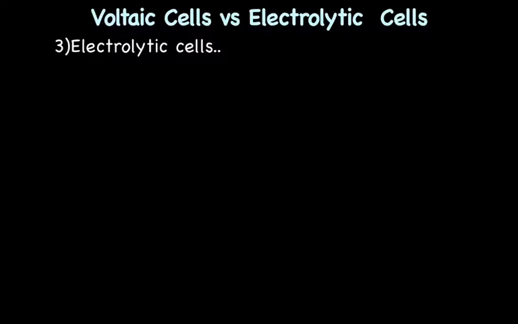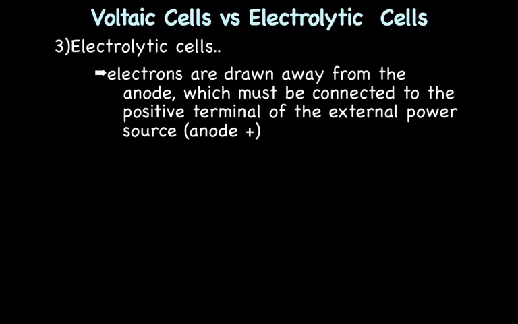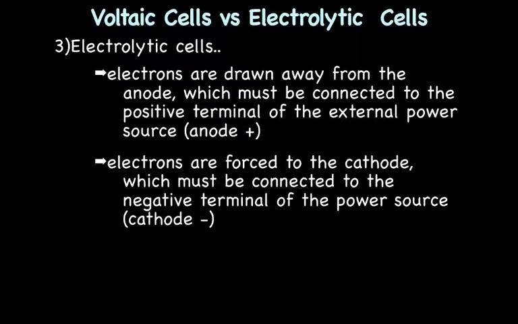For electrolytic cells, electrons are drawn away from the anode, which must be connected to the positive terminal of an external power source, which then makes the anode positive. And electrons are forced to the cathode, which must be connected to the negative terminal of a power source. Thus, the cathode is negative.